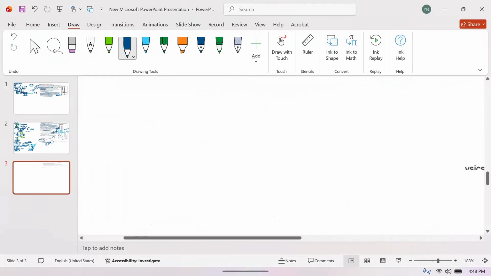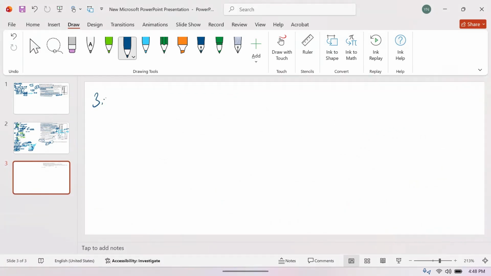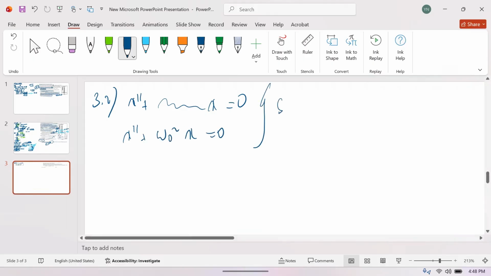Why? Because the differential equation that you got is x'' plus something which is a constant, times x, equals 0. And this is of the form x'' + ω0²x = 0, and this is a simple harmonic motion.